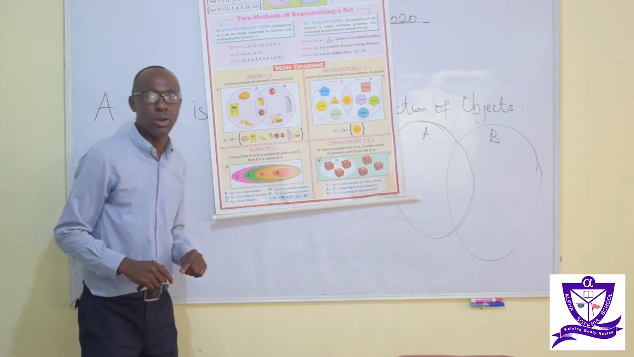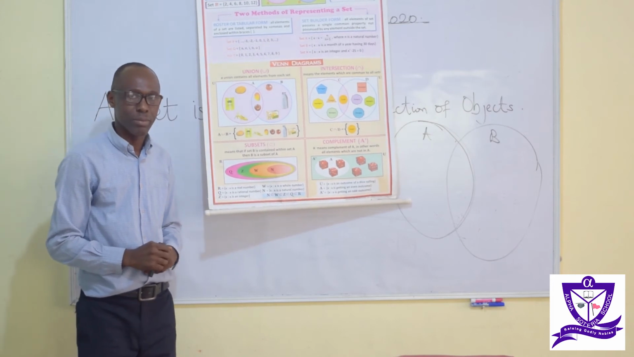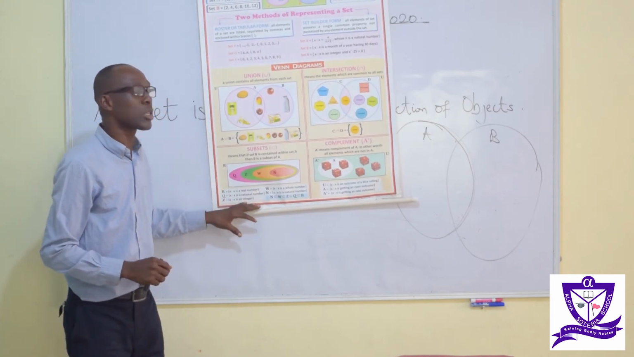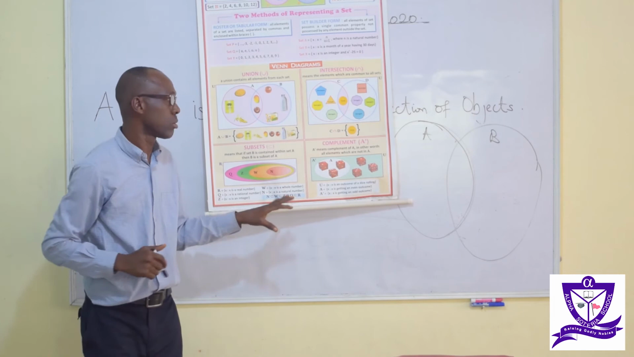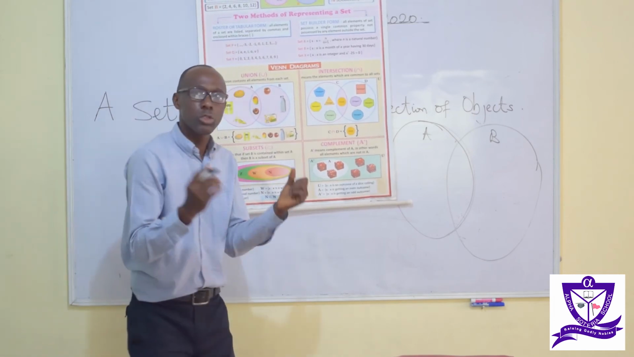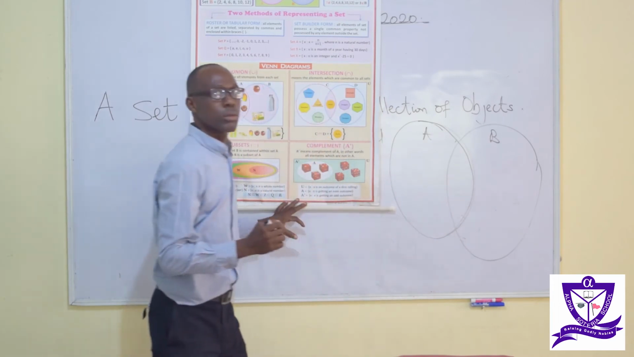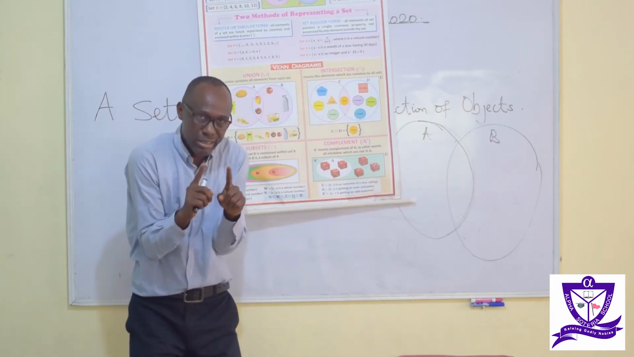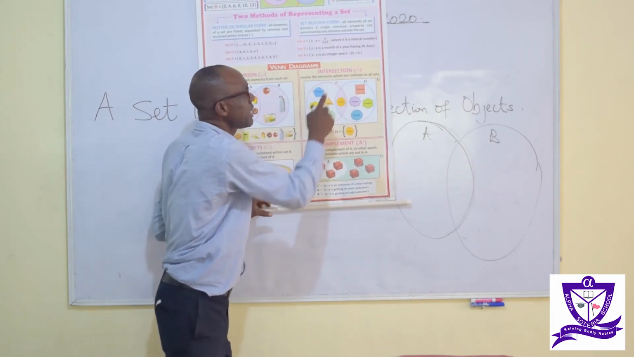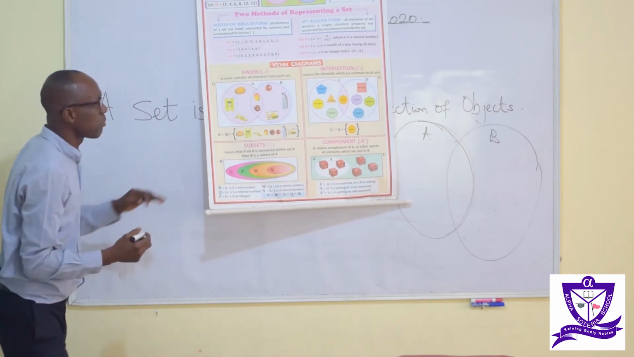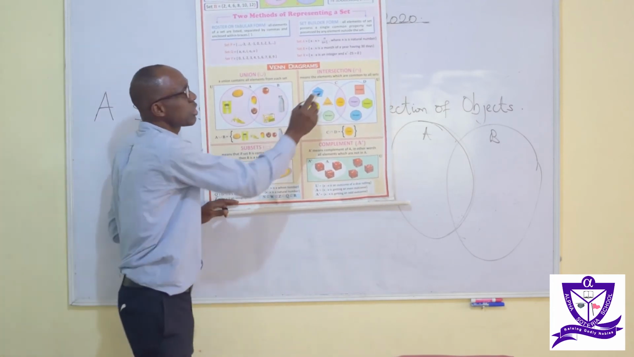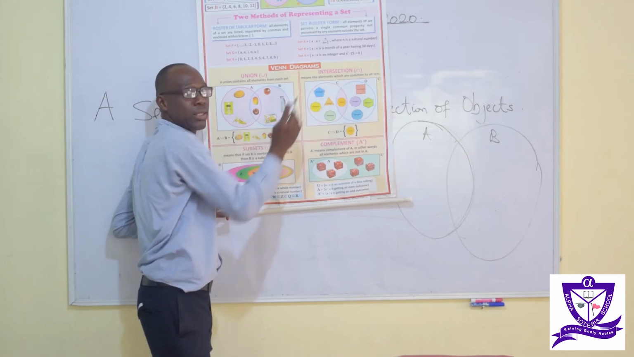Now let's look at the second Venn diagram. The second Venn diagram talks about intersection. In other words, the two circles, let's look at this one. Where they intersect is what we call intersection. And the sign for intersection is letter N.